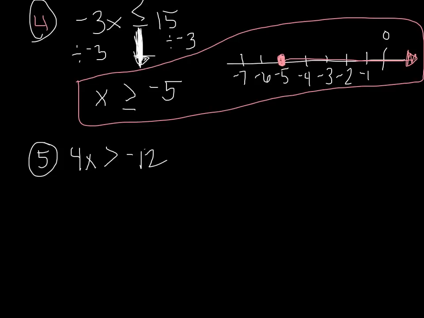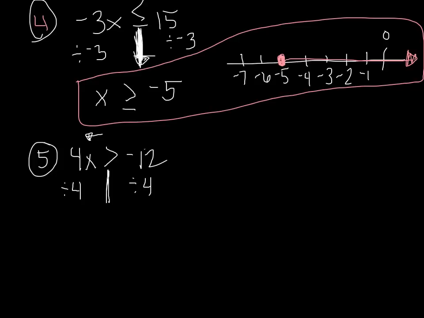4x is greater than negative 12. Okay, so on my barrier, this side is the side with the variable. That is the side that I'm trying to get the variable alone. So right now I have 4 times x. To get rid of that 4 and make it a 1, I need to divide both sides by 4.